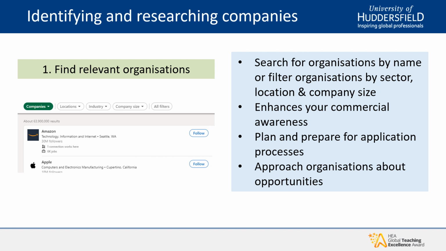This has a variety of uses, as if you are looking for work, it's helpful to know who the key employers are you may wish to target. And it also can be useful, as the research that you do on these organizations will help you plan and prepare for application processes. So if you're writing an application form, it helps to know about the company you're applying with. And if you do land an interview, it helps to have some knowledge on the company in advance before approaching the interview.